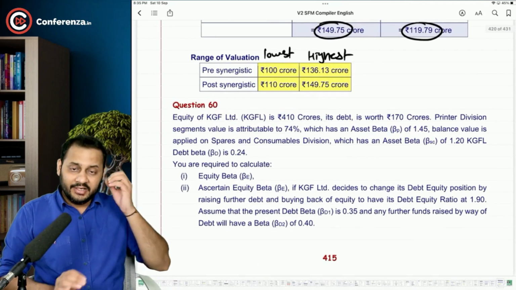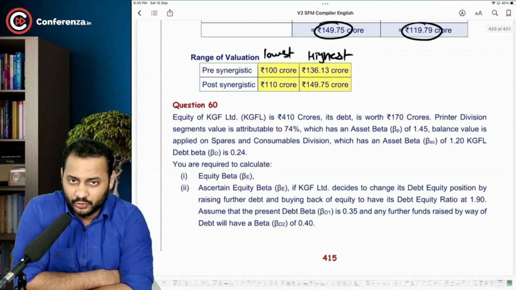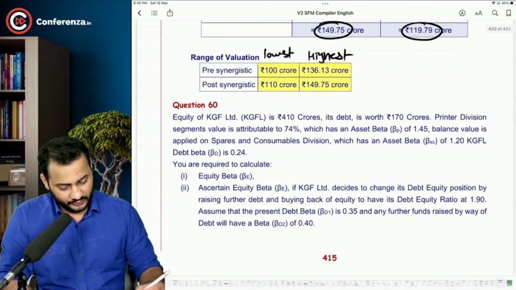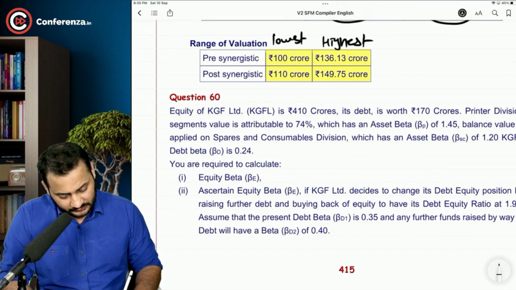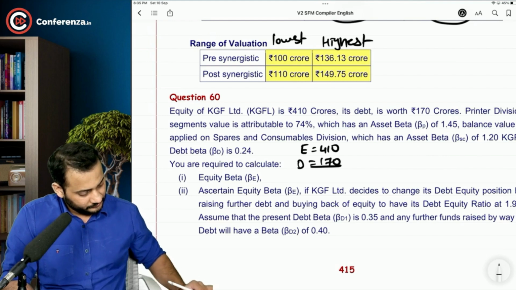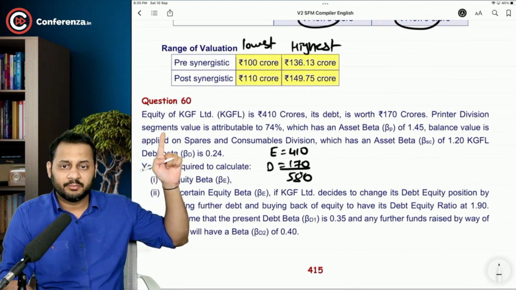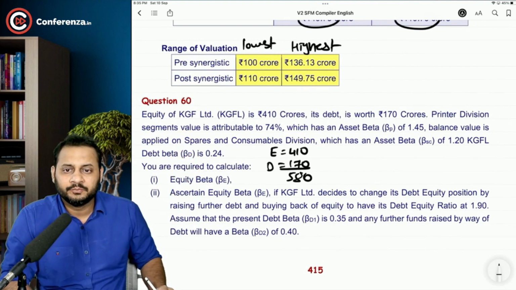Interesting question. Equity of KGF Limited is 410 crore. Debt is 170 crore. So let's start. Equity 410, debt is 170. The total is 580 crore, right? Printer division segment value is attributable to 74%.